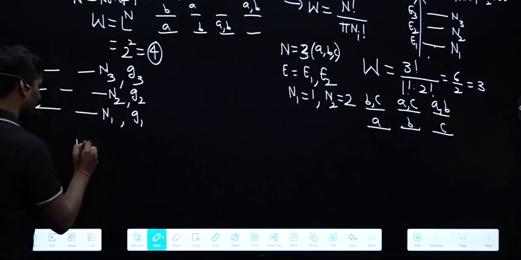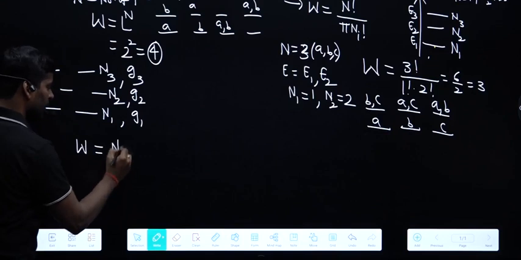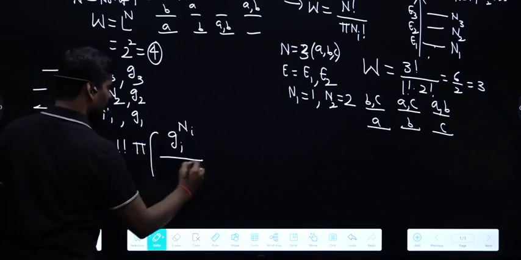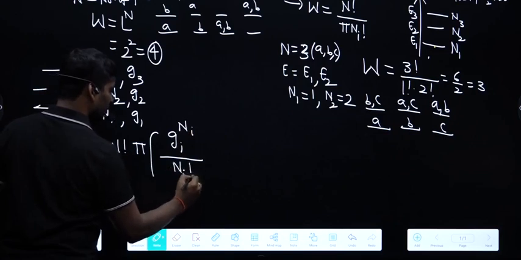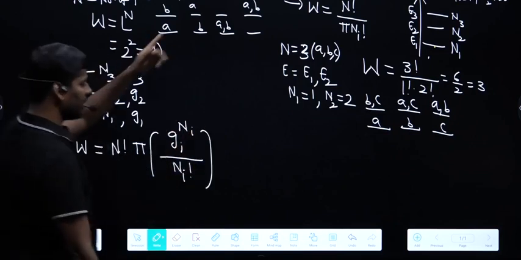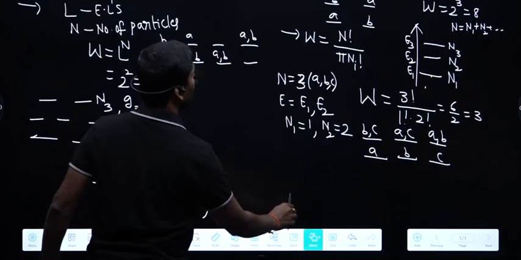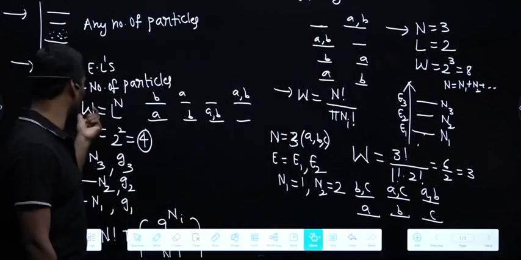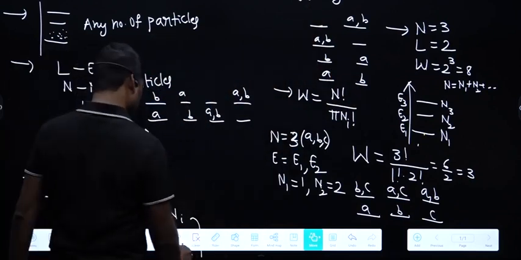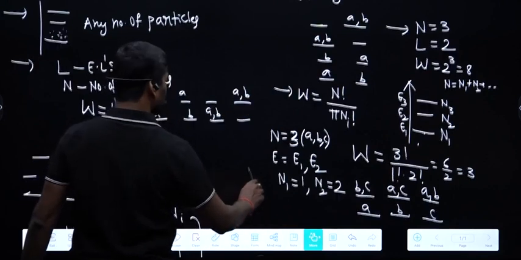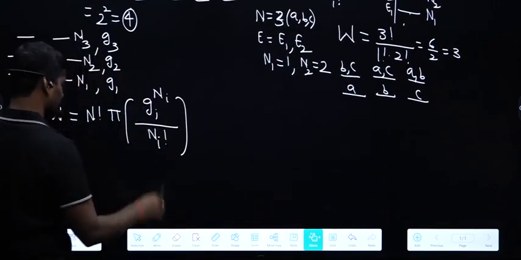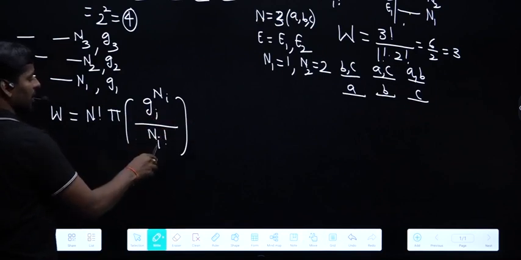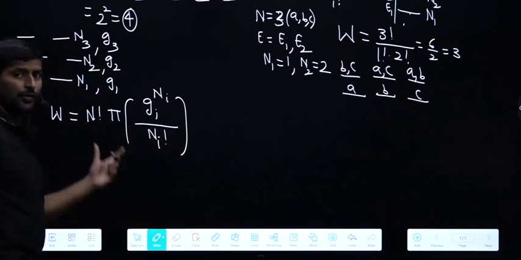Then what is the number of possible arrangements, or number of microstates? The formula is pi of Gi power Ni by Ni factorial. So the extra thing we are getting is Gi power Ni. Earlier we considered only one degenerate energy level; here we have more than one degenerate energy level, so we have to apply the same concept to all the energy levels. Pi means we take the product: G1 power N1, G2 power N2, and so on, over N1 factorial into N2 factorial and so on.